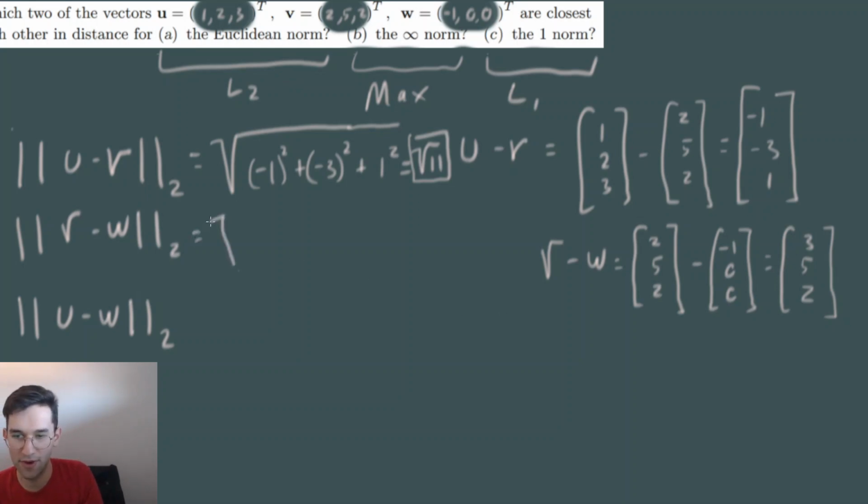Now, let's do the square root of 3 squared, which is 9, plus 25, plus 4 equals square root of 38.